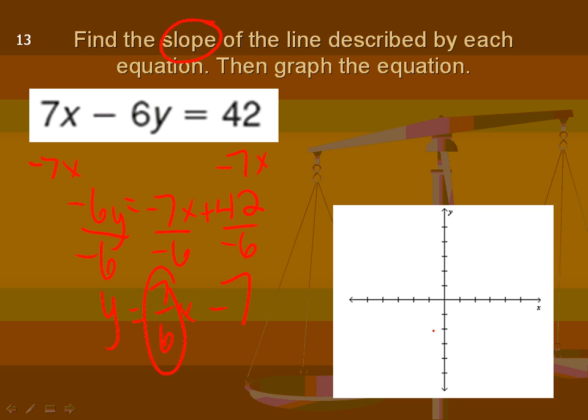Now I need to graph it, so I'm going to start at negative 7. 1, 2, 3, 4, 5, 7. I'm just going to go off the bottom. And then I need to rise 7 and run to the right 6. And then draw the line. This is not actually a point right here. Draw the line. Okay, let's keep going to the next one.